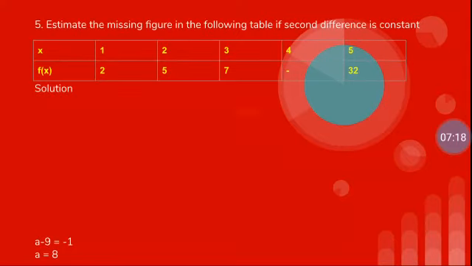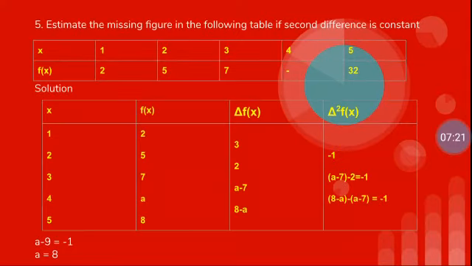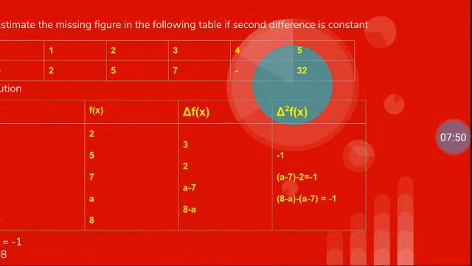Estimating the missing value from the table: the condition is given that the second difference is constant. Construct only up to the second difference, and here it is given that second differences are constant. So our values of x are 1, 2, 3, 4, 5. Values of f of x are 2, 5, 7. The missing value we take as a, and 8. The difference between 5 minus 2 is 3, 7 minus 5 is 2, a minus 7, 8 minus a.